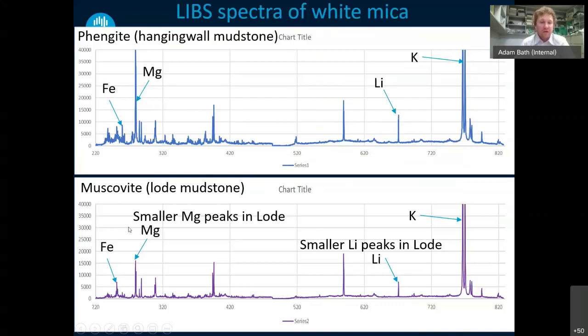We can also see, so these are more phengitic, but you can see that this is over 40,000 counts of magnesium in the phengite from the hanging wall, versus in the lode zone, that mudstone, those white micas, which are more aluminum rich, we can see a much lower magnesium peak. So it's really, really sensitive, and that sensitivity is quite valuable for trying to understand these more subtle shifts in the chemistry of the white mica as you get close to ore zones.